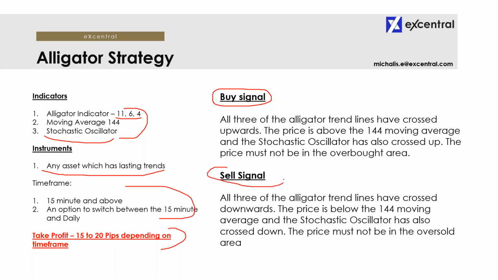In terms of sell signals, again, this may not make much sense, but it will on the next slide when we look at it on the actual chart. When you're looking at sell signals, all three of the alligator trend lines have crossed downwards. The price is below the 144-day MA. The stochastic oscillator has also crossed downwards. The price must not be oversold at a support area or have indications of price action that is going to increase.